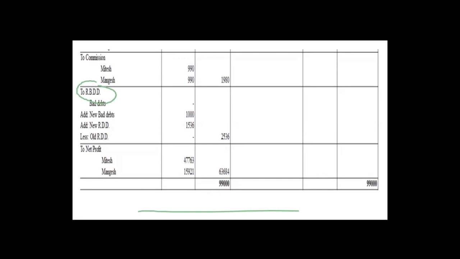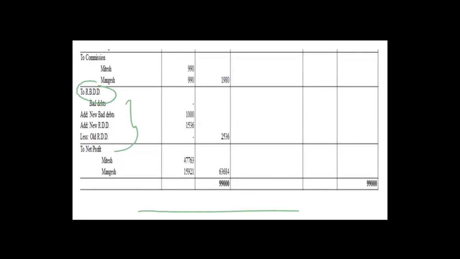You are going to give the heading to the RBDD, that is, reserve for bad and doubtful debts. This is the heading you are going to give, and in that you are going to show this format. You will have to write this format: bad debts, add new bad debts, add new RDD and less old RDD.